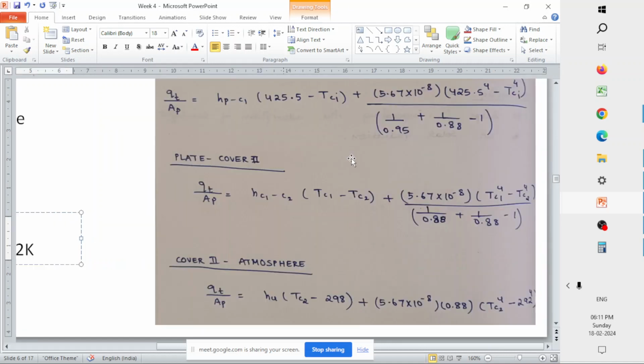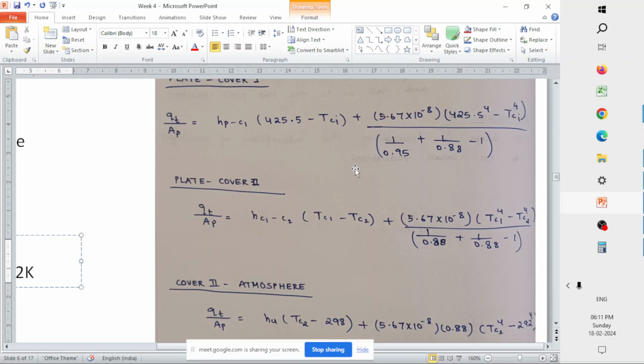So these are the three expressions for calculating the value of Tc1, Tc2, Hc1, Hpc1, Hc1c2, Hu and Qtap. So we have so many variables here. Qtap, Hpc1, Hc1c2, Hu, Tc1, Tc2. I guess we have totally 6 variables but only 3 equations to solve. So let us see how to calculate the values in the next slide.